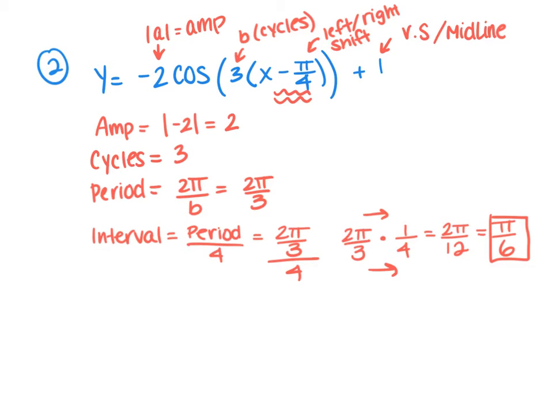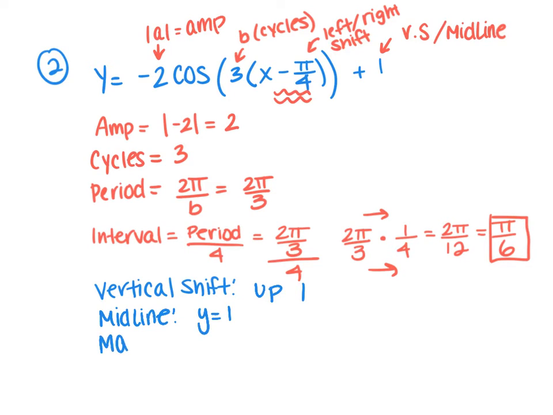Okay, now we can gather the rest of the information. So what is my vertical shift? Well, we have to look here at this plus 1. So plus means that we're going up. So my vertical shift is up 1. My equation of my midline is the line y equals 1.